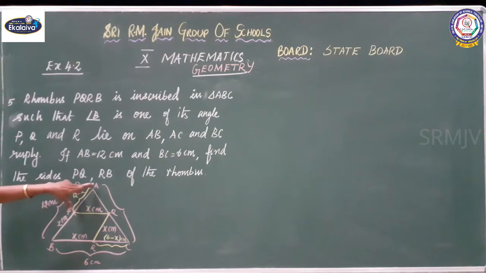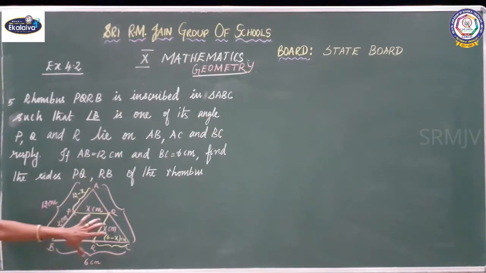See here, they given ABC is a triangle. Then they said PQRB is inscribed in the triangle. PQRB is represented as a rhombus. So, what is your conclusion here? You construct a rhombus inside the triangle, right? Now, you take BP as x, rhombus, all the sides are equal. So, BR equal to x, QR equal to x, PQ equal to x. They given AB equal to 12 centimeter, and this is x.